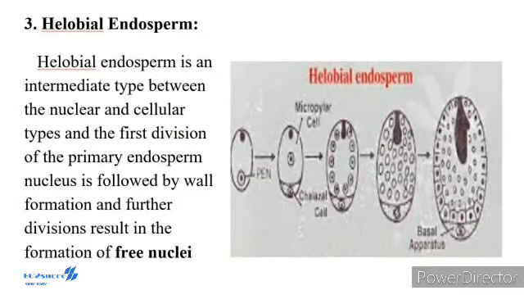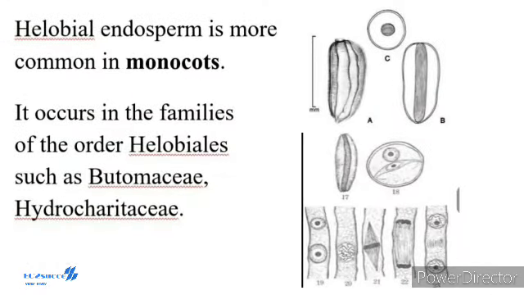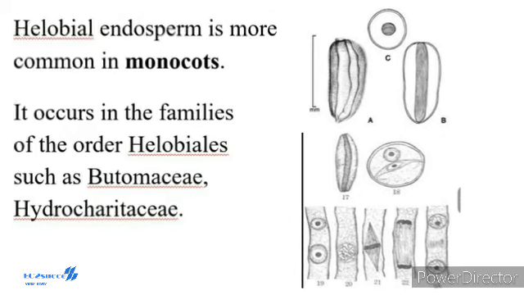Third one, helobial endosperm. Helobial endosperm is an intermediate type between the nuclear and cellular types. The first division of the primary endosperm nucleus is followed by wall formation, and further division results in the formation of free nuclei only. Helobial endosperm is more common in monocots. It occurs in families of the order Helobiales, such as Butomaceae, Hydrocharitaceae, etc. And hence it is known as helobial endosperm.